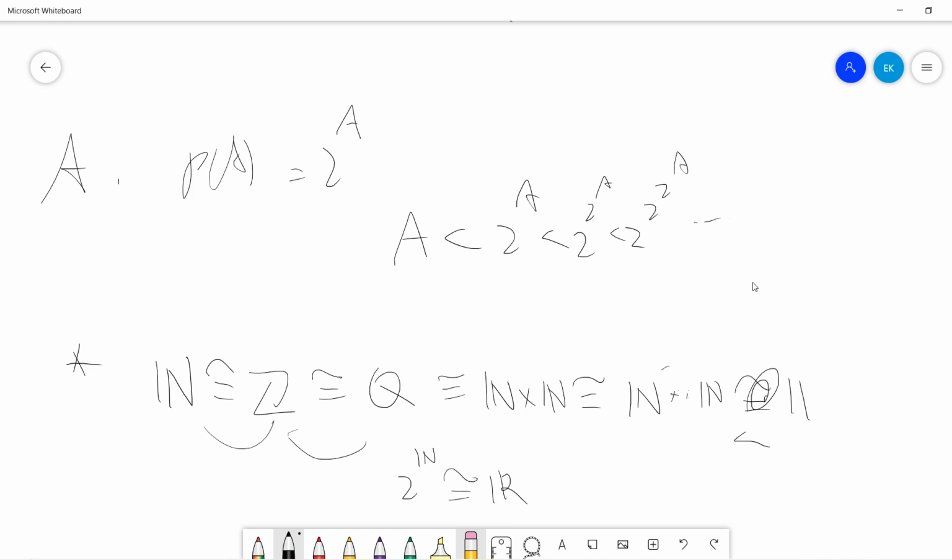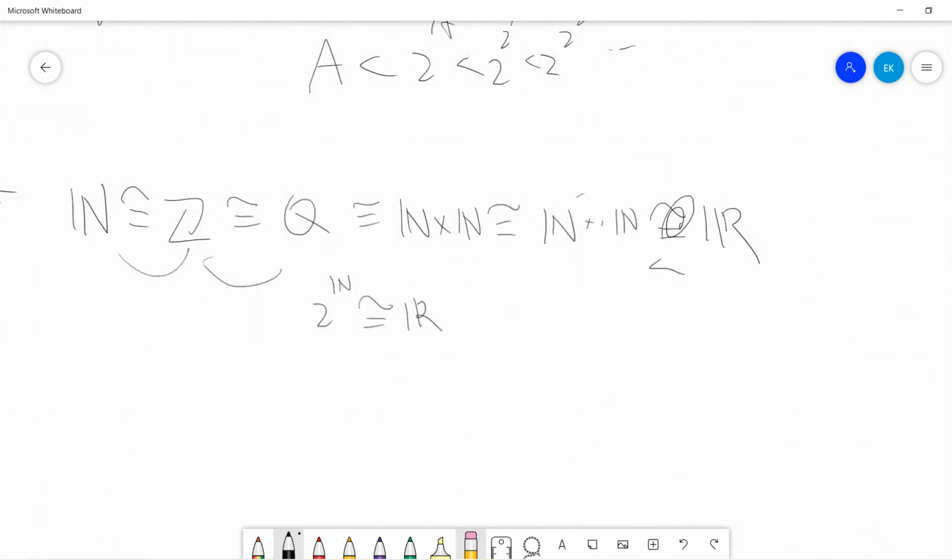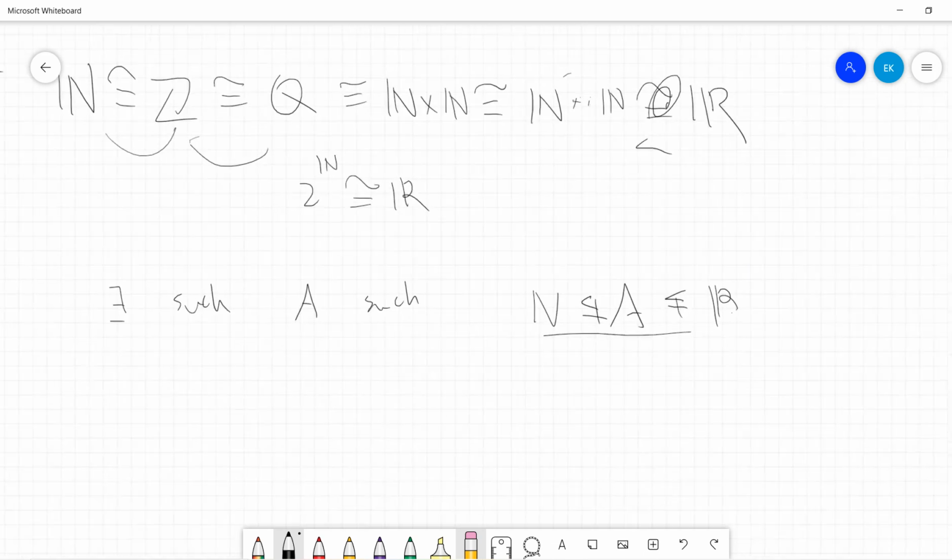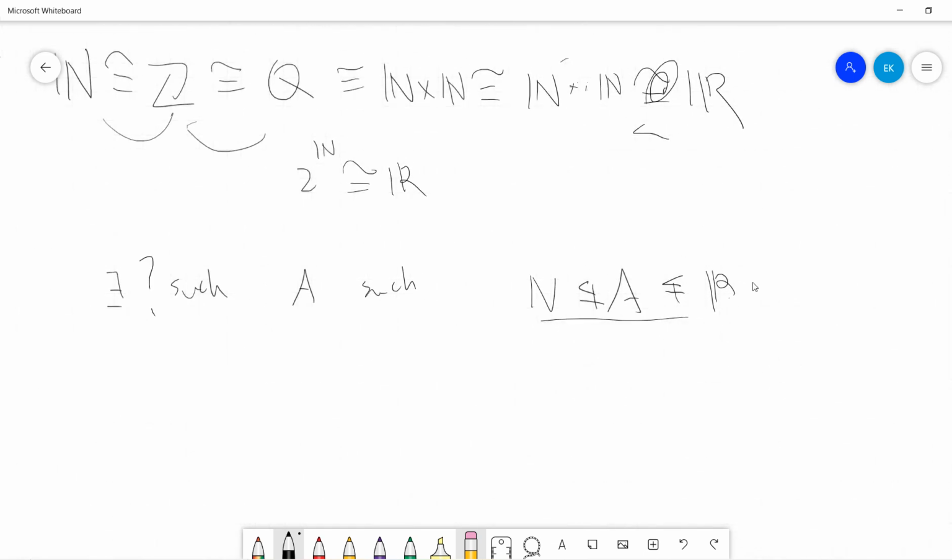So n is less than R. But the question is: is there a set A such that the cardinality of A is greater than n but less than R? We are asking whether such an A exists. And this is the famous Continuum Hypothesis, developed by Cantor.